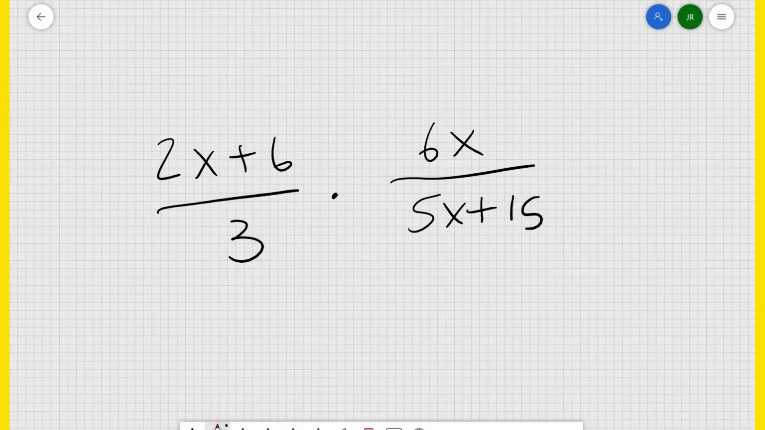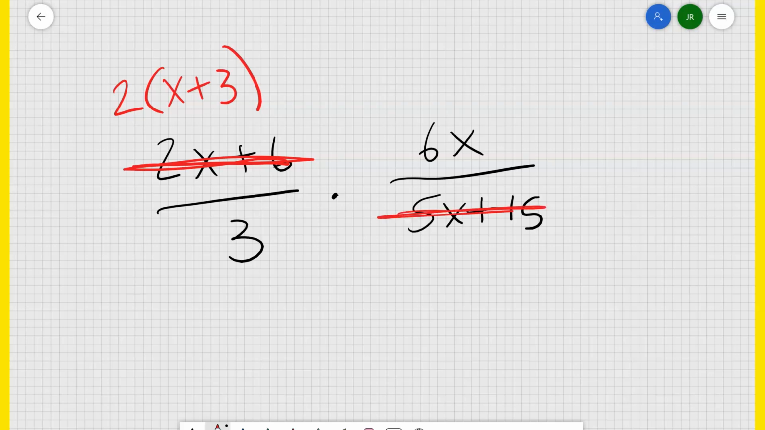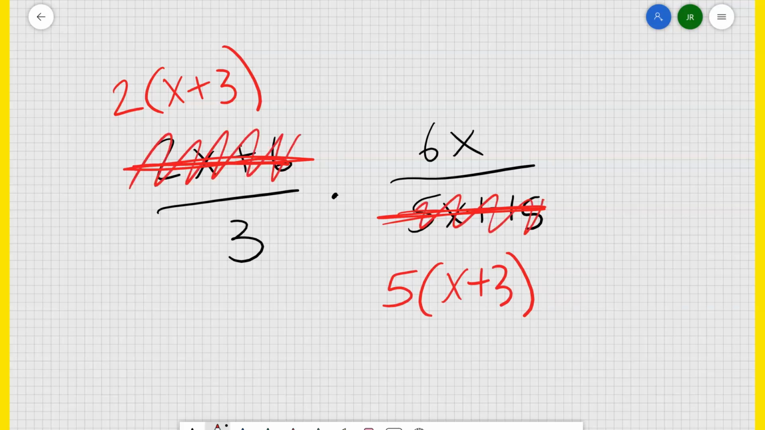Okay, I'm going to factor the 2x plus 6 by factoring out the GCF, which is a 2. So this is no longer going to be that. It's going to be a 2 on the outside and an x plus 3 on the inside. I can also factor the 5x plus 15 in a similar fashion. The GCF of 5x plus 15 is 5, so I bring a 5 out and I'm left with x plus 3. Okay, I'm scribbling that out so that I'm not looking at that anymore. I'm now just looking at the other thing I've written in its place.